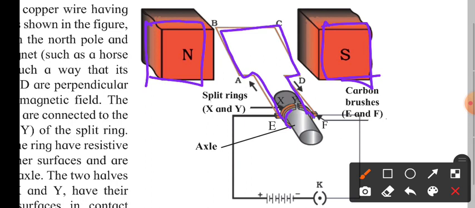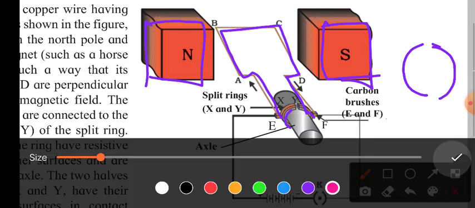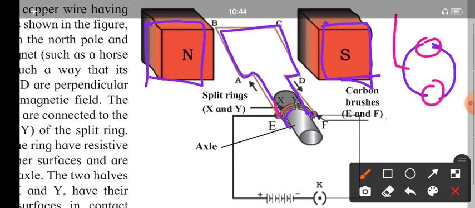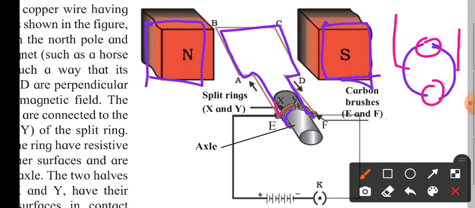Why is it called a split ring? Because there is a gap between the semicircles. Calling it a semicircle is better, because it is a half ring from both sides and together they complete the circle. If you observe, there is a gap in between, and that's why it's called a split ring. The two ends of the coil are connected to each individual ring, and this is connected to the power supply.